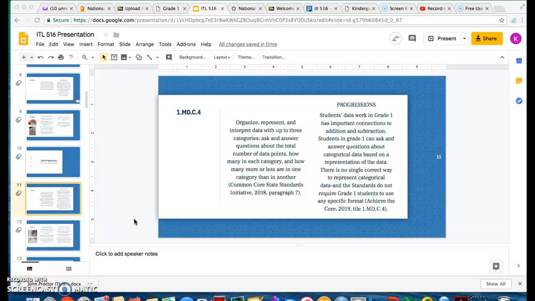Ask and answer questions about the total number of data points, how many in each category, how many more or less are in each category than another. Collecting and organizing data is an important part of mathematics and lends itself to problem-solving situations.